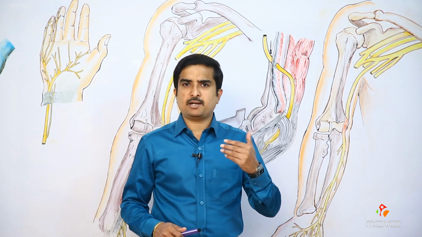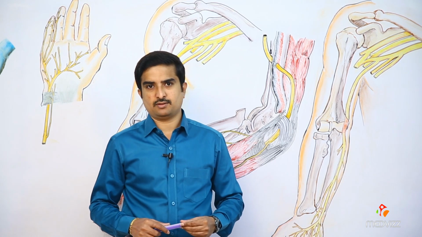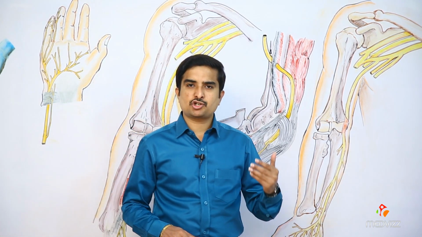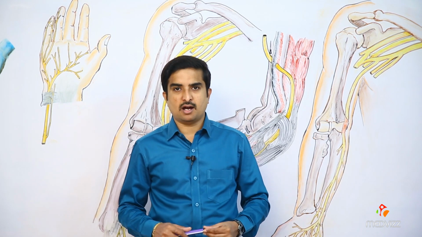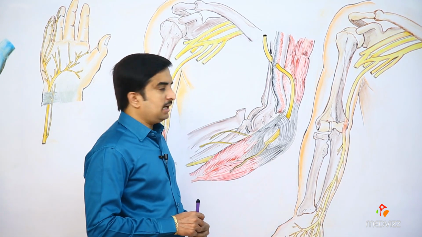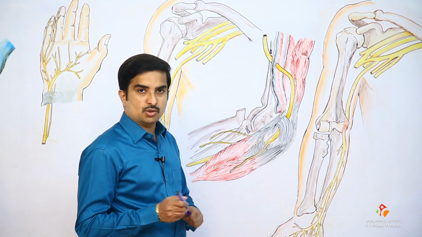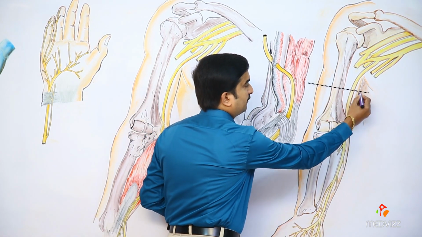After that, the nerve enters into the arm. In the upper part of the arm, the nerve is posteromedial to the brachial artery, right? It runs along the medial aspect of the arm in its upper half. Here, mainly what happens is in the middle of the arm. So let me show this. This is exactly the middle of the arm.